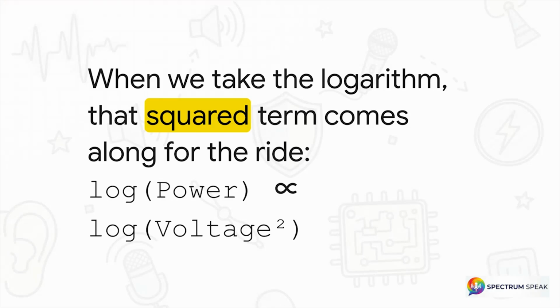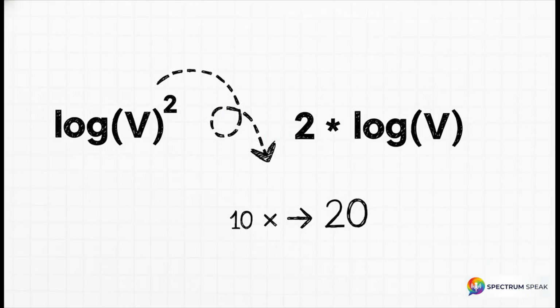So, watch what happens when we translate this relationship into the world of decibels. We just take the logarithm of both sides. So the log of power is now proportional to the log of voltage squared. And here's the beautiful part. It's a core property of logarithms. That little exponent, the squared term, doesn't just stay up there. It actually comes down in front as a multiplier, and that 2 multiplies the original 10 we use for power, turning it into the 20 we use for voltage. See? It's not magic, it's just math.